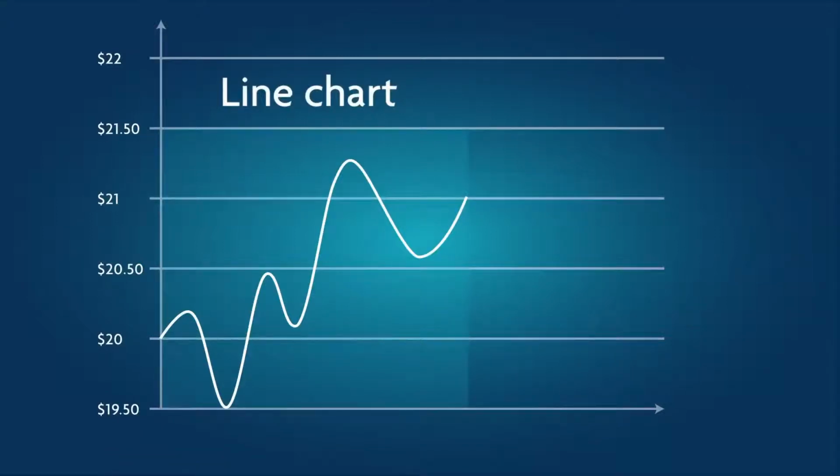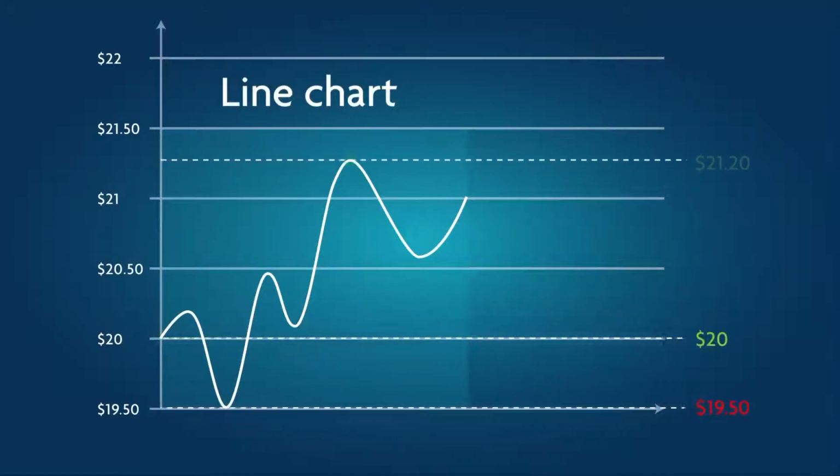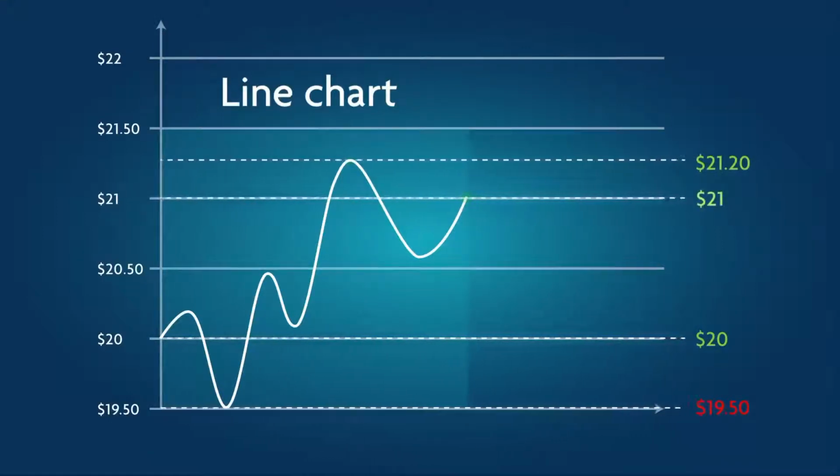Looking at the line chart, we can see that the stock opens trade at a price of $20, drops to a low of $19.50, rises to a high of $21.20, and finally ends the day of trading with a close of $21. Now, let's examine the candle itself.